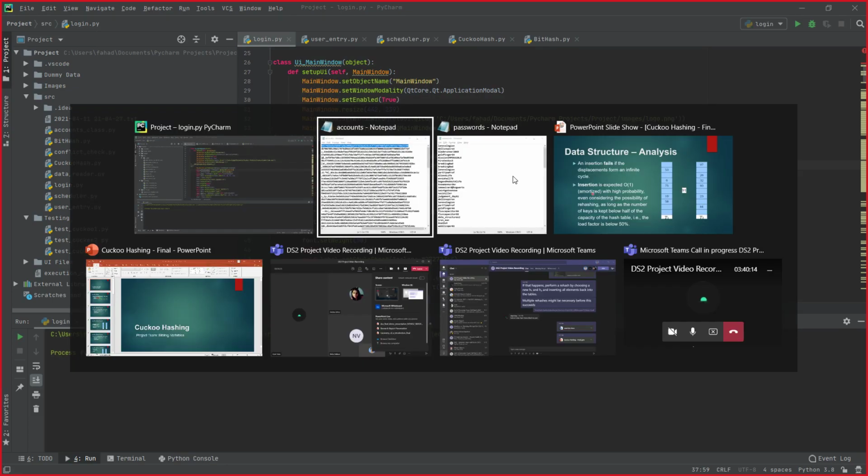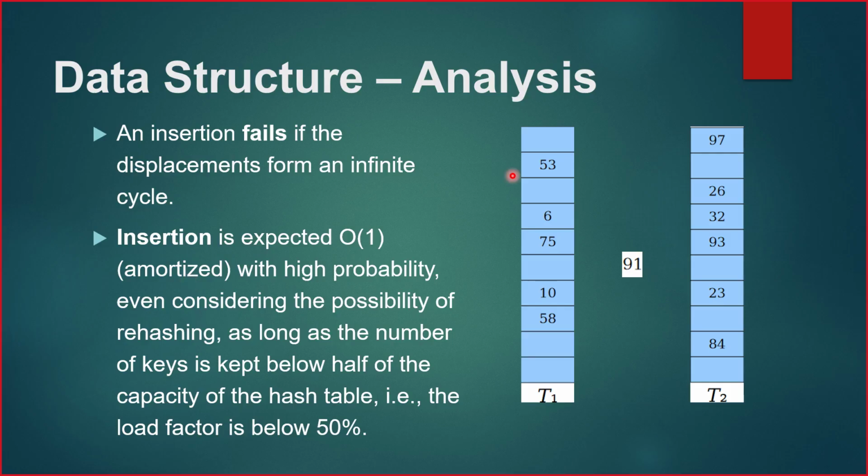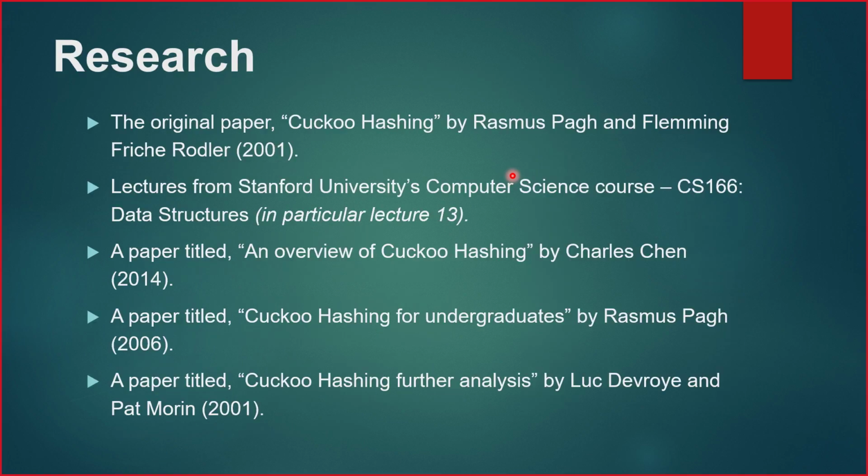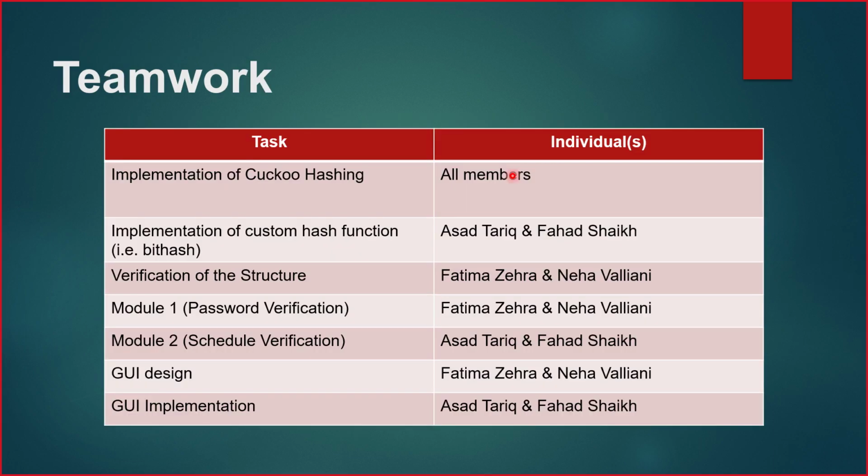Right, so moving back to our presentation itself, Asad, on to you for research. The finalized list of references that we have used so far in our project for cuckoo hashing is as you can see on your screen. And moving on, the teamwork is as divided in the table as you can see. The allocation of tasks was given differently to everyone, as you can see in the breakdown over here.